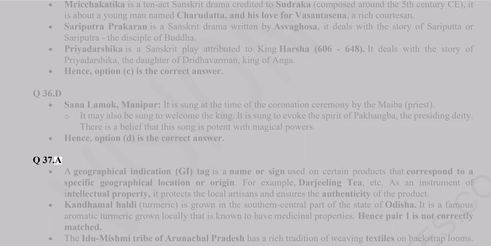Q37. A. A geographical indication, GI, tag is a name or sign used on certain products that correspond to a specific geographical location or origin. For example, Darjeeling tea. As an instrument of intellectual property, it protects the local artisan and ensures the authenticity of the product.